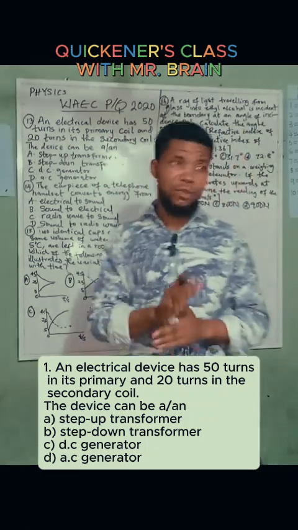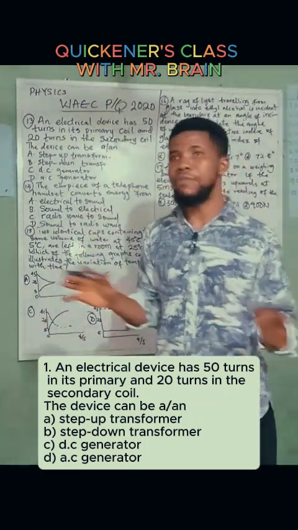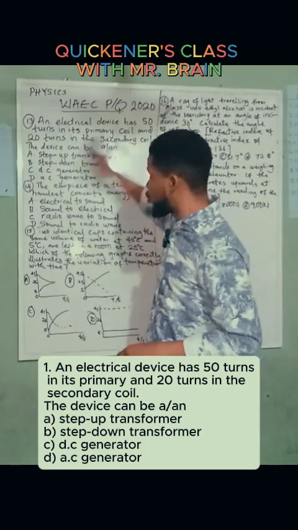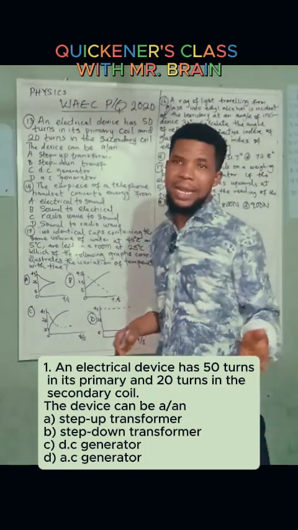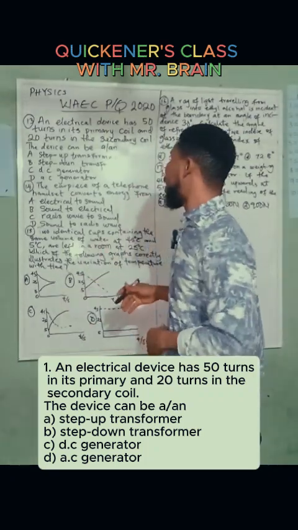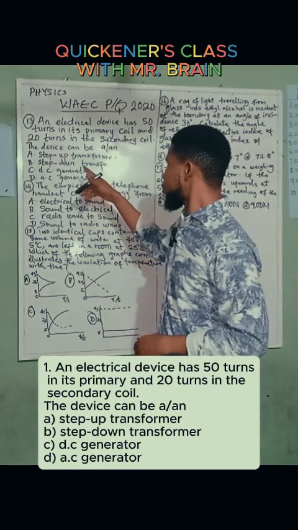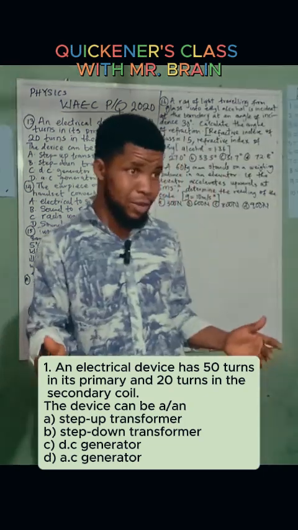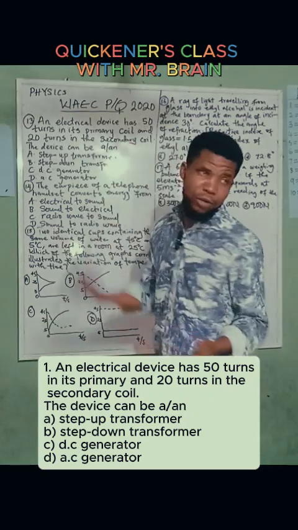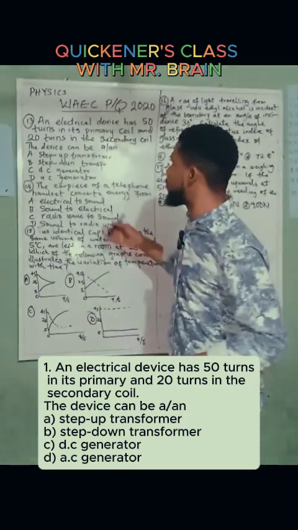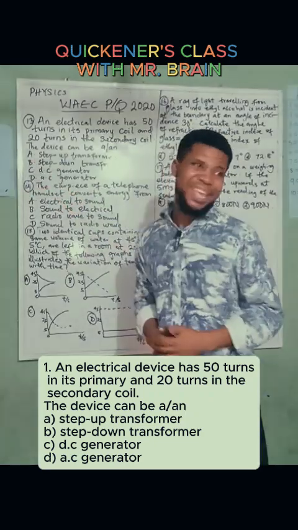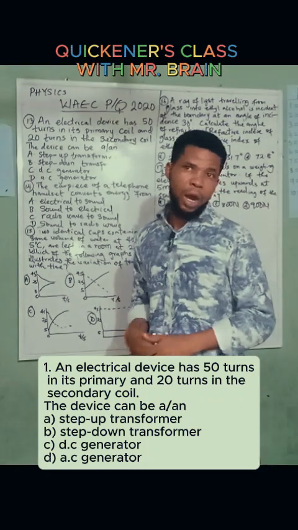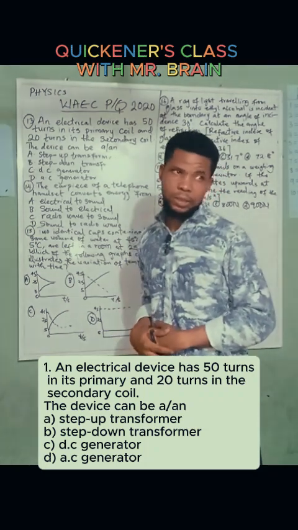For some of you, this question is very easy. Very, very easy. Why? Because when they say turns in primary and secondary coil, you already have a transformer, right? Once you hear turns, there is a transformer. But the options here, we have two options that are transformers. Is it a step-down transformer or a step-up transformer?